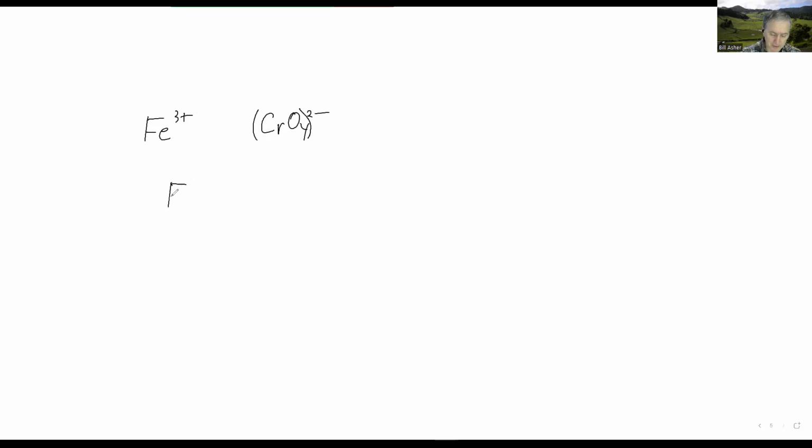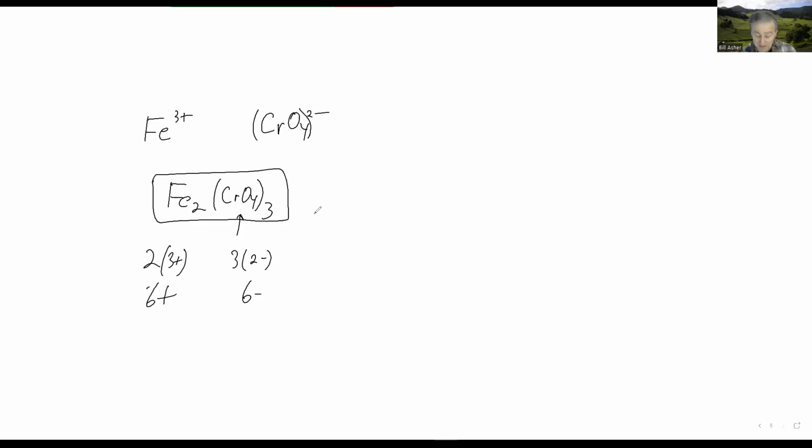We would bring the 2 down here, so we get iron 2, and then in parentheses CrO4, and below that 3. So we get 3 -2 charges from chromate, 6 negative total, and we get 3 positive charges for a 6 positive from the iron. So this is charge balanced. But remember, there's no such thing as a free Fe2(CrO4)3 molecule. It's a big crystal, and each part of the crystal has that average composition in terms of ions.